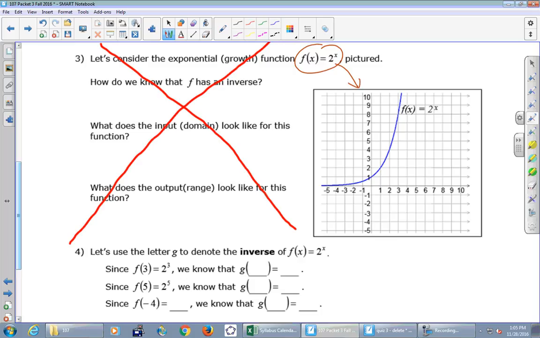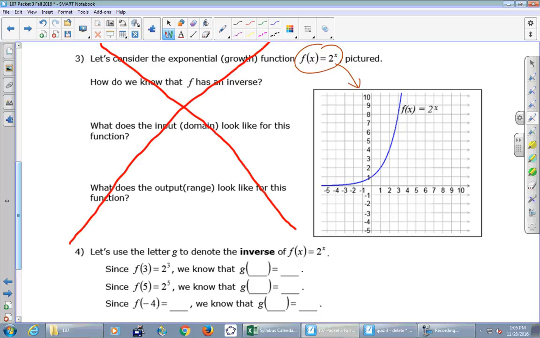Do you guys remember stuff about inverse functions? The idea here is that for an inverse to be a function, the original needs to pass the horizontal line test. You guys remember that? And because there's no horizontal line that hits the graph more than once, yes, this thing has an inverse. Now, I don't know what the inverse function is.